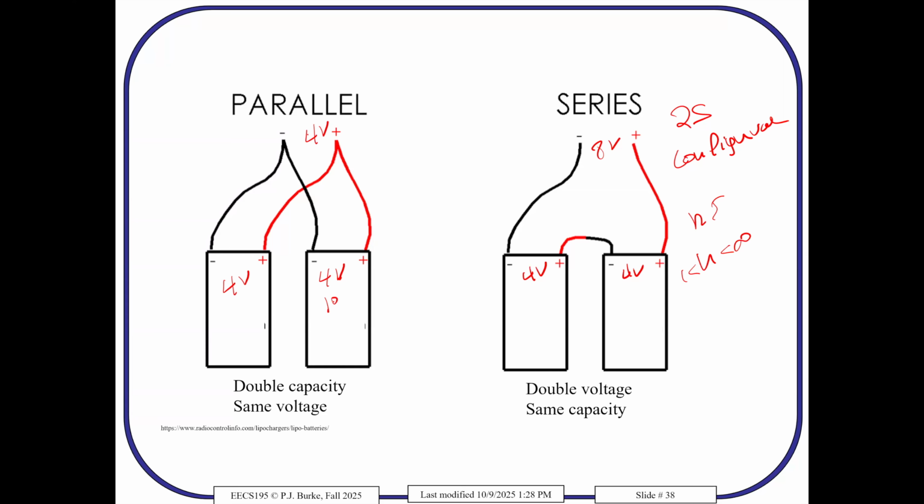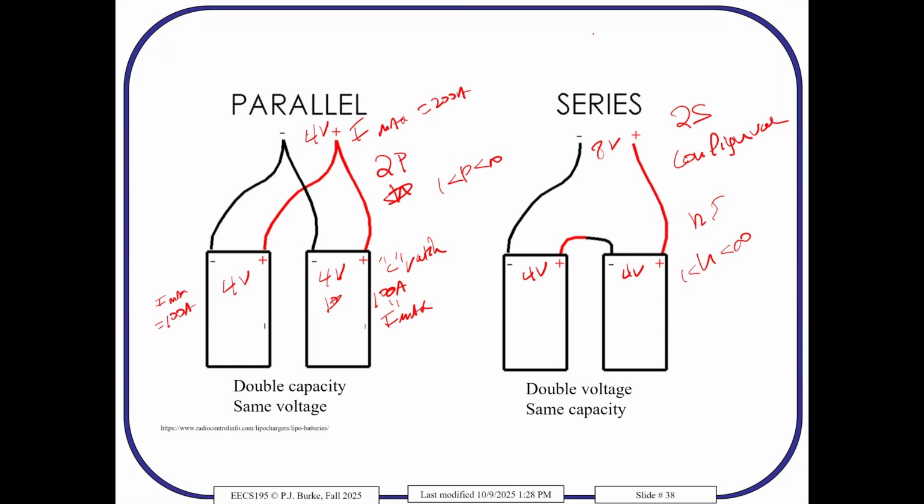If this one can take, let's say, 100 amps because of its C rating, that's how much current it can have. So let's say IMAX. If this one has an IMAX of 100 amps and this one has an IMAX of 100 amps, what's the IMAX of the pack? 200 amps. And so on. This is called 2P, for parallel. P can be greater than 1 and less than infinity.